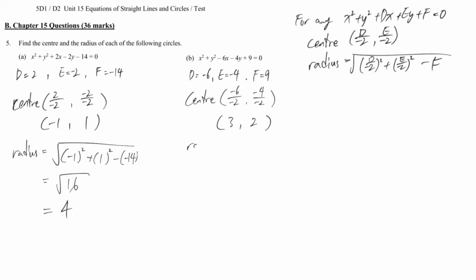And the radius is equal to the square root of the x coordinate squared plus the y coordinate squared minus F. F is 9 in this case. It's square root 4, that means 2. So we've solved this question if you memorize the formula.